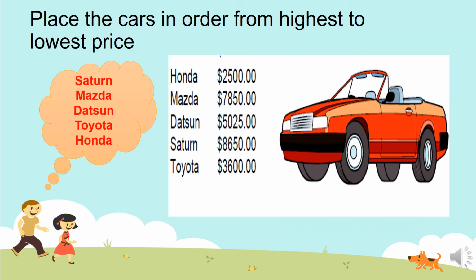Let's look at the example given. By looking at the greatest place value, which car has the highest price? It is Saturn, because it is priced at $8,650. Then Saturn becomes the first place. Second one, Mazda. Third one, Datsun. Fourth one, Toyota. The last one should be Honda because it is the lowest priced car.